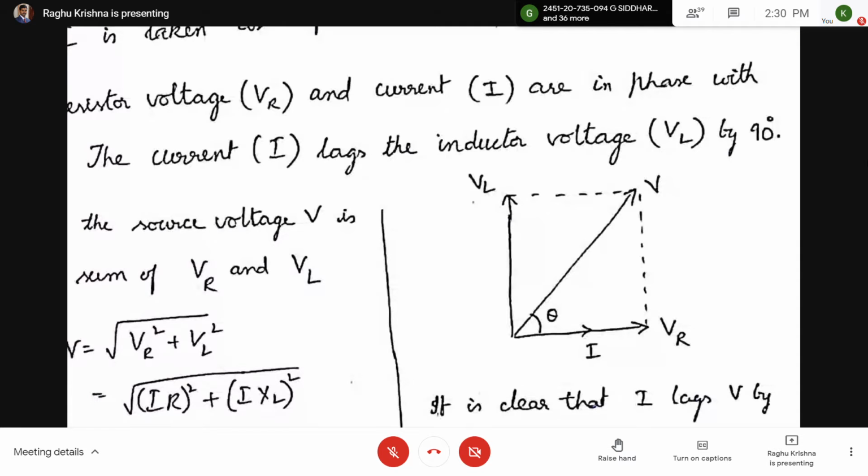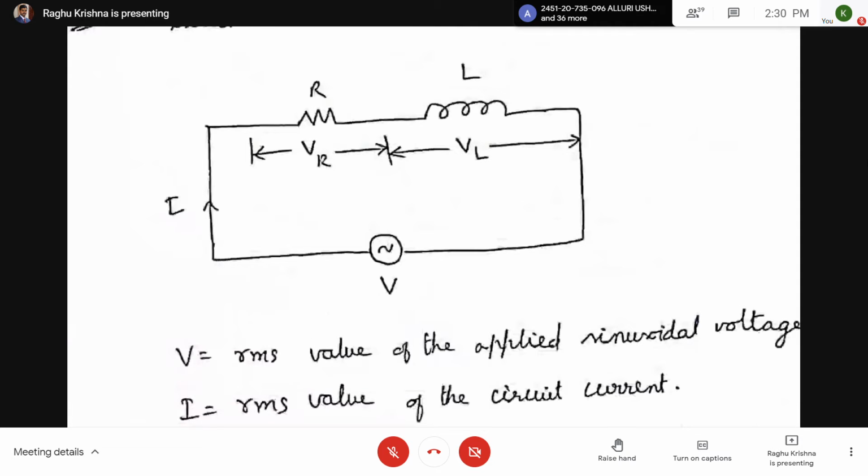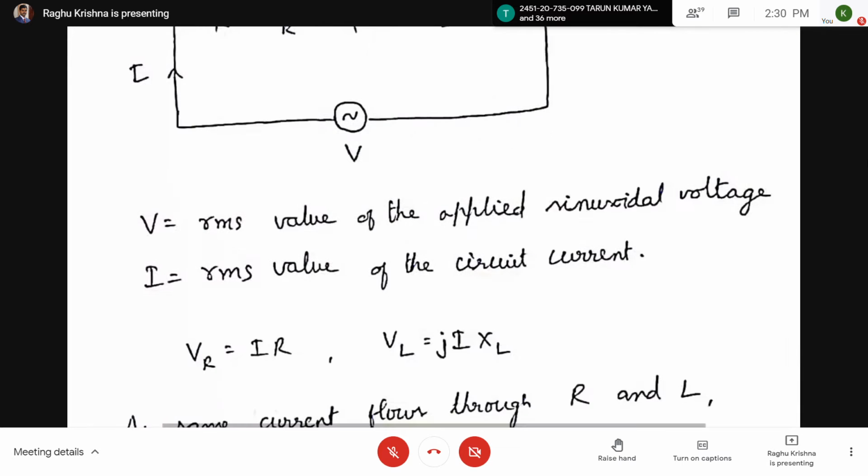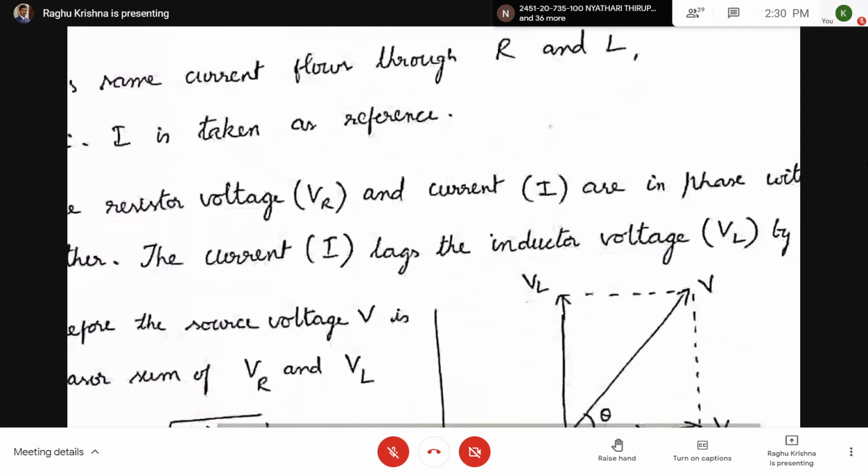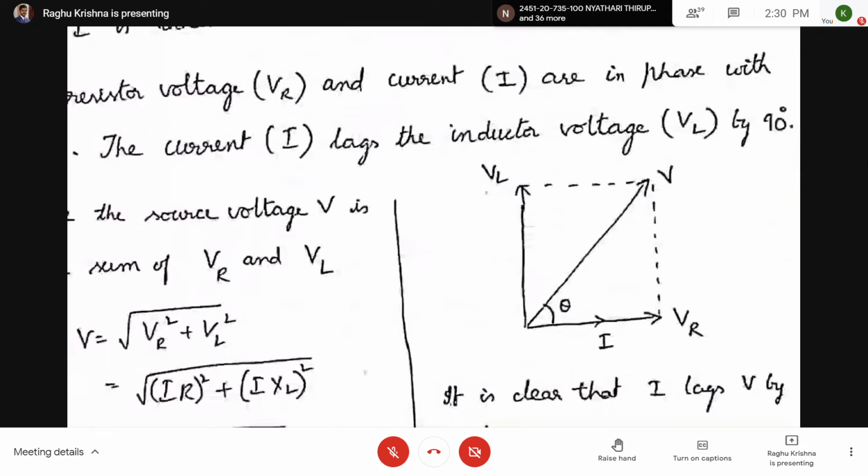Now here we have VL and VR. So what is it as per KVL? V equals VR plus VL. If you take the phasor sum of VR and VL, you are going to get V. So here we are going to draw the phasor diagram, adding the phasors VR and VL to get V. Here V is the applied voltage.